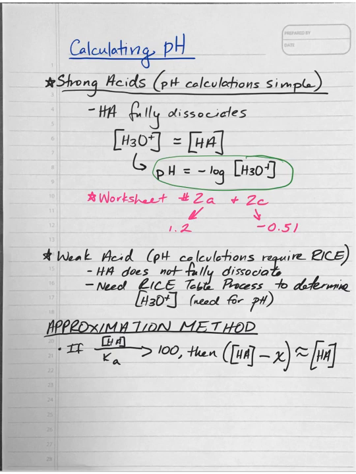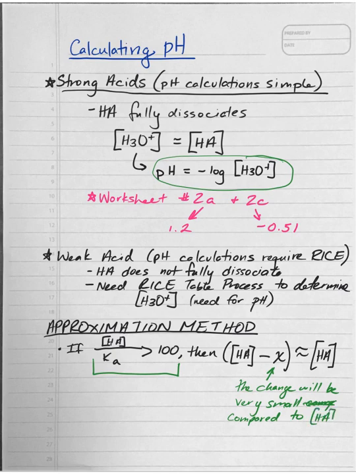If the HA over the Ka is greater than 100, then that means x, the change, will be very small compared to the original concentration of HA.